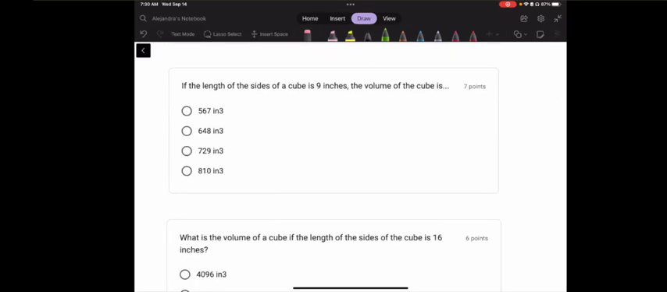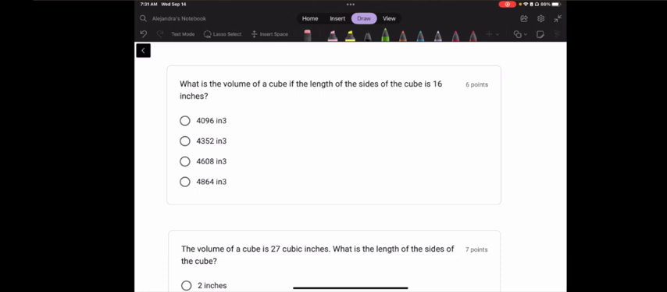The next problem states, if the length of the side of a cube is 9 inches, then the volume of the cube is. So volume equals length times width times height. Given that it's a cube, all of them will be the same. So that would mean 9 times 9 times 9. 9 times 9 is going to give you 81. Multiply that times 9, and we're going to get 9, and that's going to be 72. So the volume of the cube whose side measures 9 inches will be 729 inches to the third power.